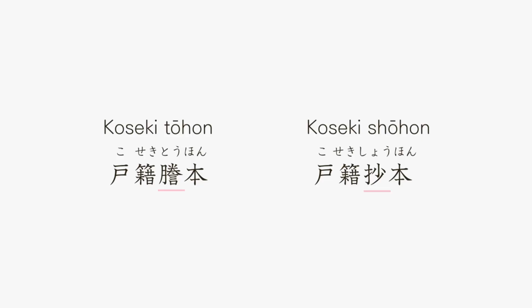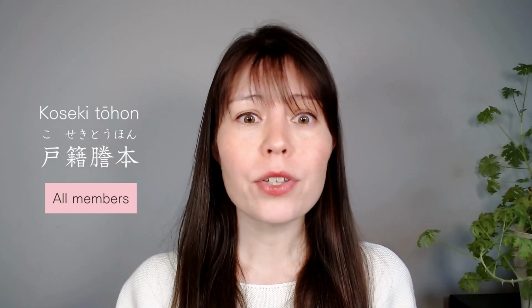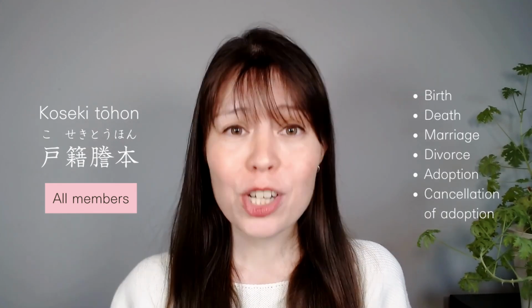The two types of koseki that are the easiest to explain are the koseki tohon and koseki shohon. A koseki tohon is a record of all family members in a given household. This document will list each person's life details, including birth, death, marriage, divorce, adoption, cancellation of adoption, and more. The most recent koseki tohon look like this, but you may have also seen ones that look more like this.